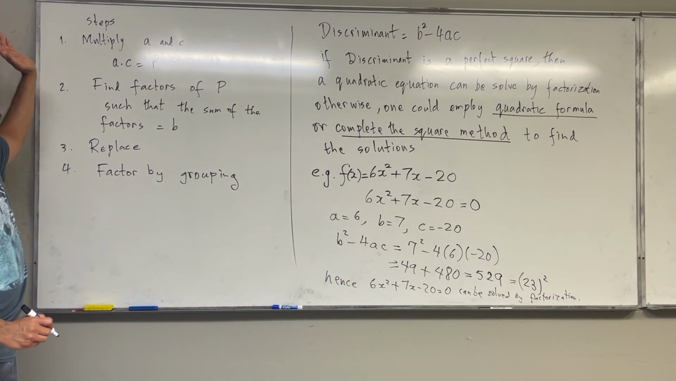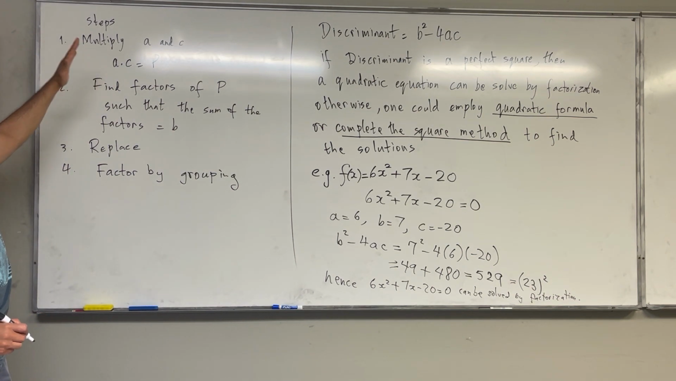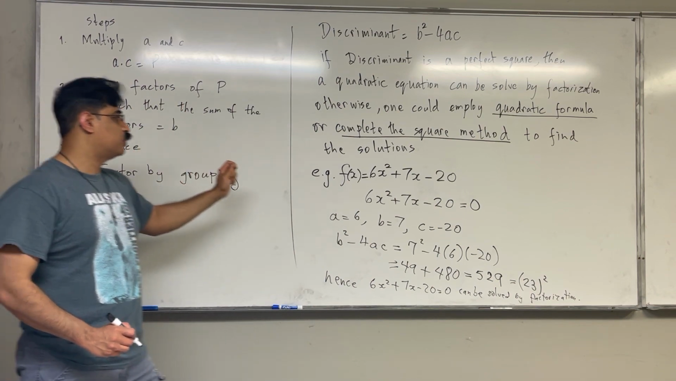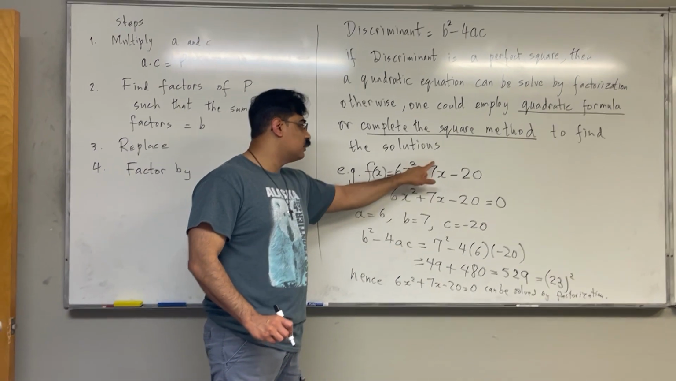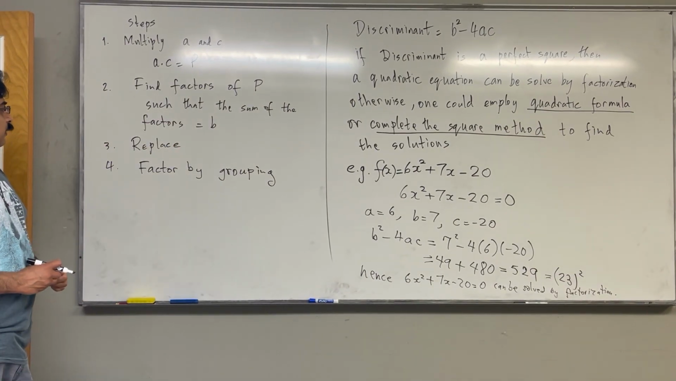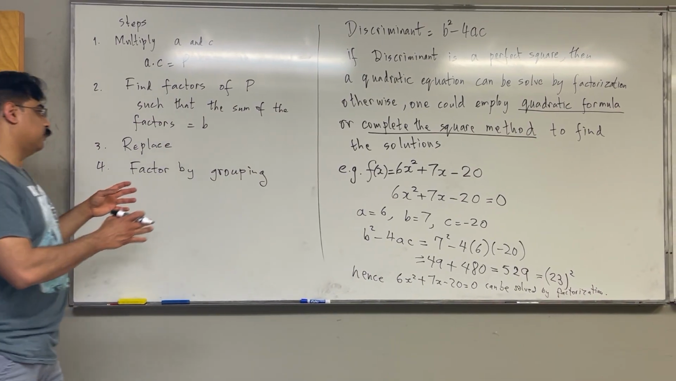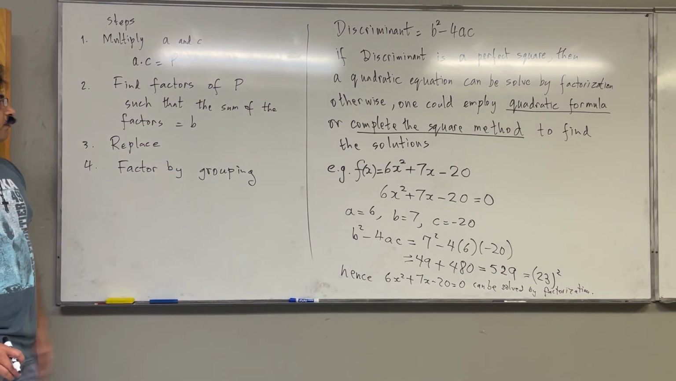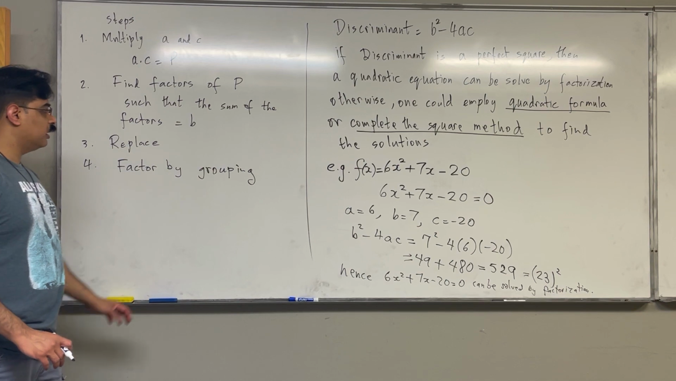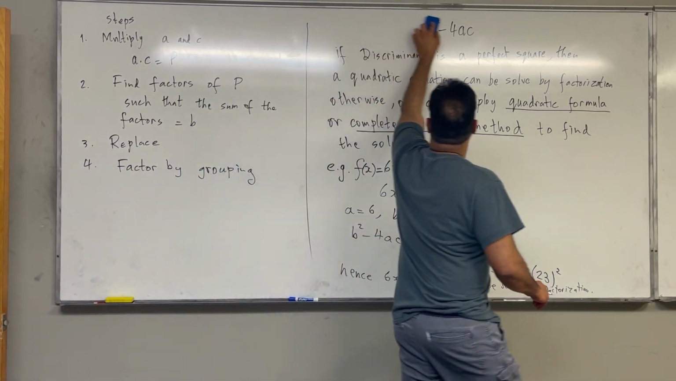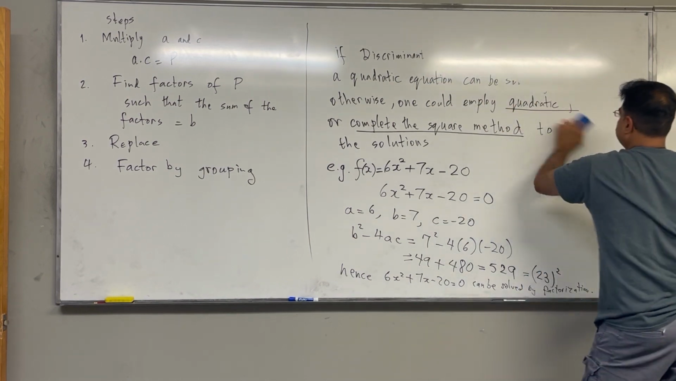So first step, multiply a with c. Whatever number you get, you find factors. Those factors must add up to the middle term, which is b. Whatever those factors are, replace them, and then once you replace them, just factor by grouping. Okay, so let's look at that. And here it goes.